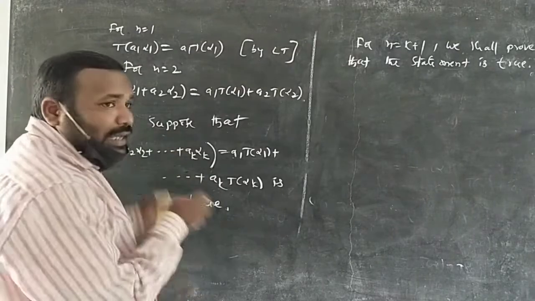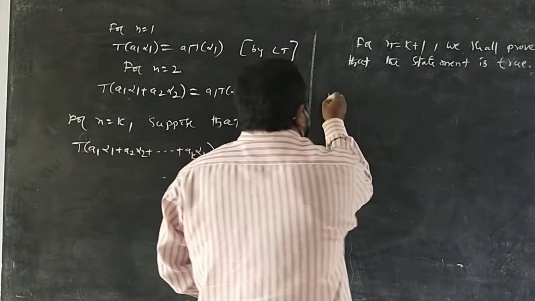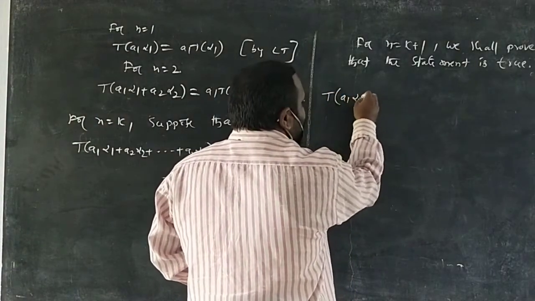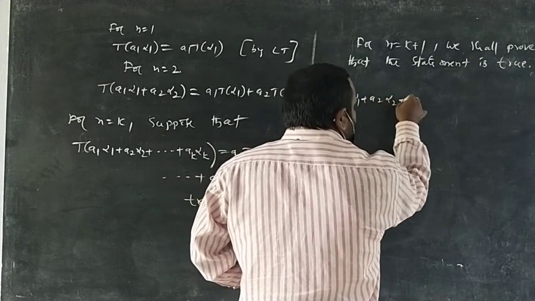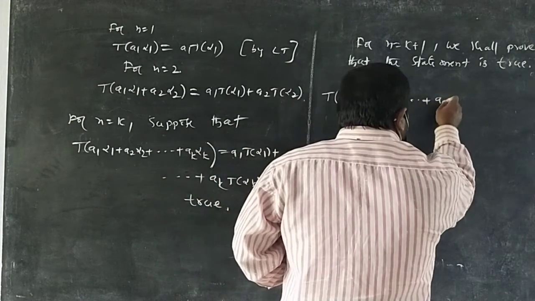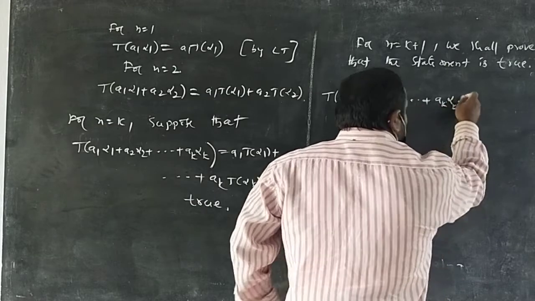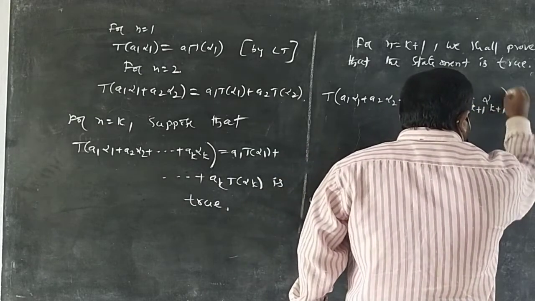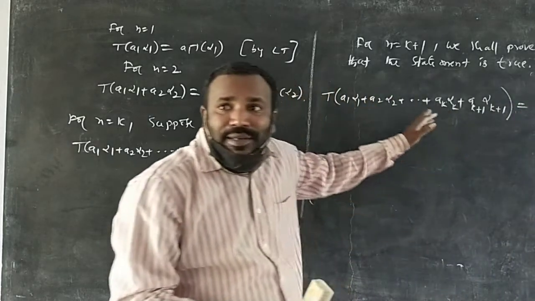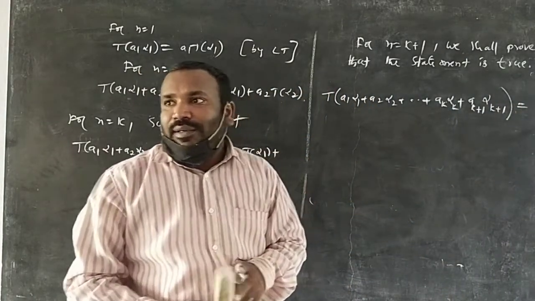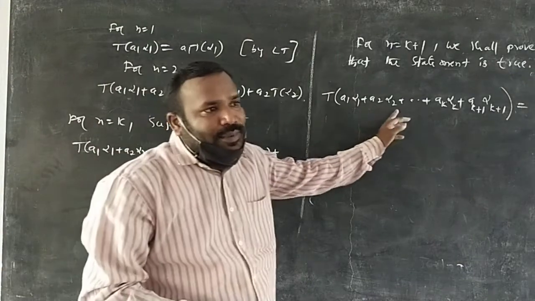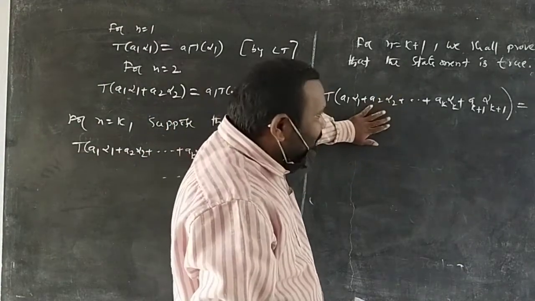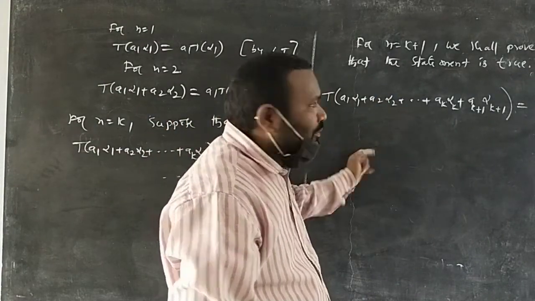For this you take LHS. What is LHS? a1 alpha 1 plus a2 alpha 2 plus and so on plus ak alpha k plus ak plus 1 alpha k plus 1. So k plus 1 terms are taken. For n equal to k plus 1 we will take k plus 1 terms. We have to show it is true for k plus 1 terms.